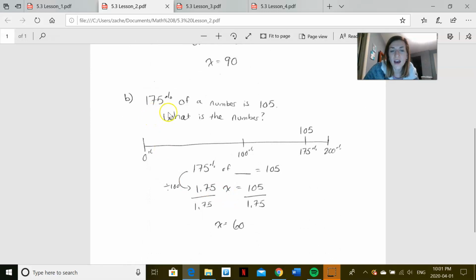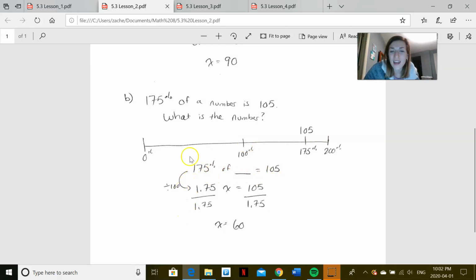The next one says 175% of a number is 105. What is the number? So now we're talking about a percent that's over 100. So in this case, I went 0% to 100% still, and then I extended the number line a little bit further to 200%. And I said, okay, 175% is around here. And we know that 175% of this number is 105. But what we want to figure out is this value right here. This is our x. So 175% of, who knows, is equal to 105.